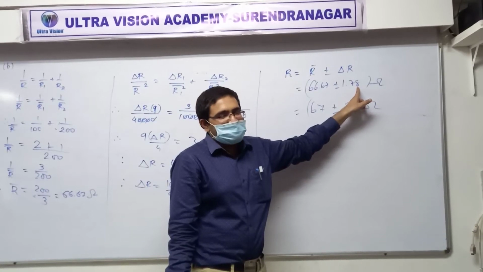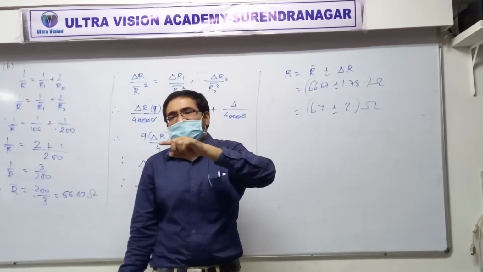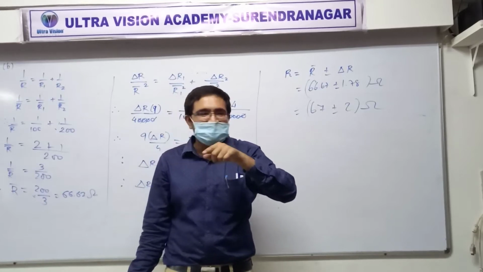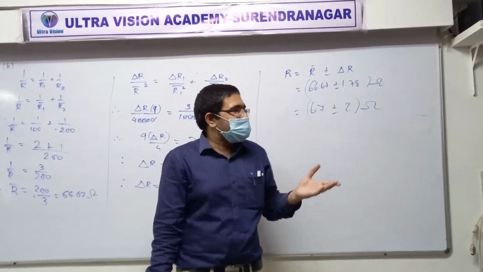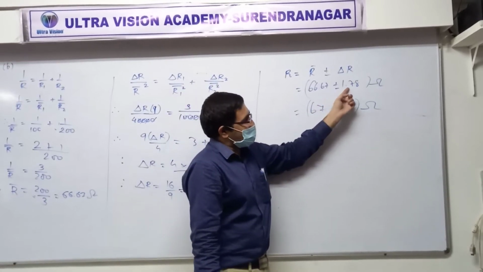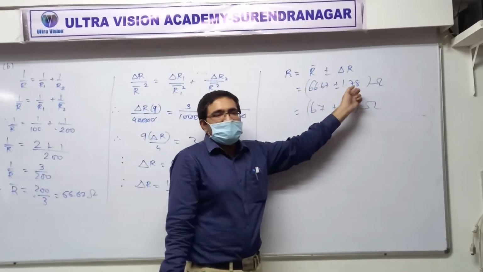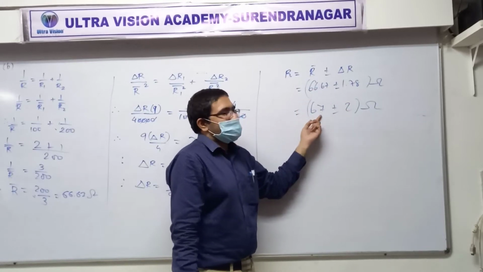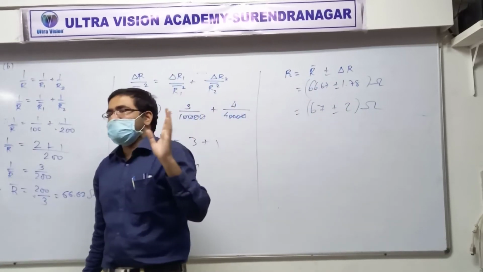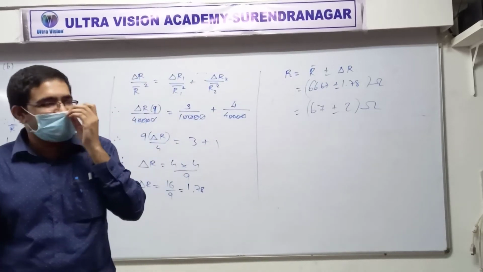Right? I hope you see what I am saying. 200 plus or minus 4 ohm. 100 plus or minus 3 ohm. We are not measuring after the point, so there is no way you can write 1.8 or anything like that. Clear? It has to be 2. And this has to be 67. Got it? This has to be 67.